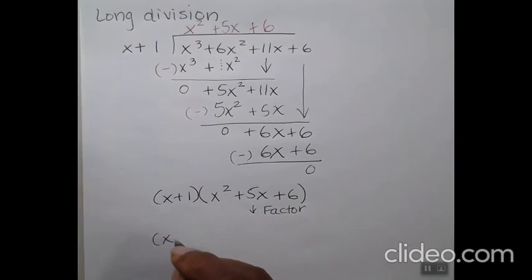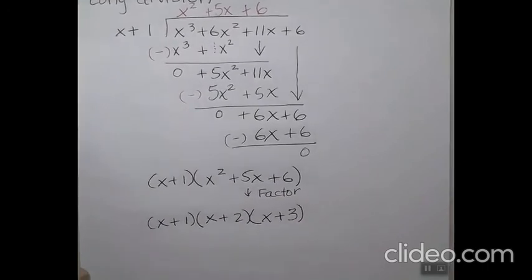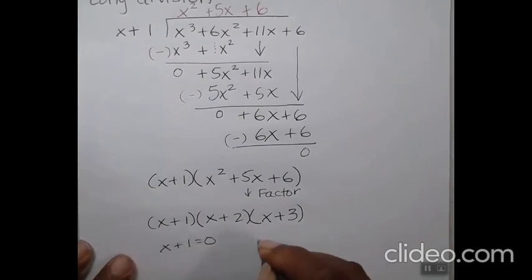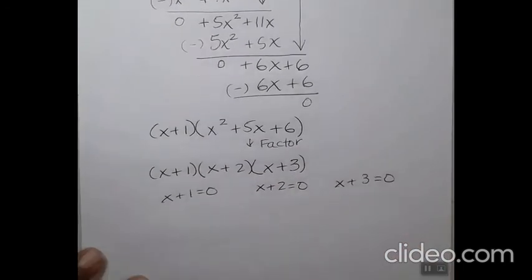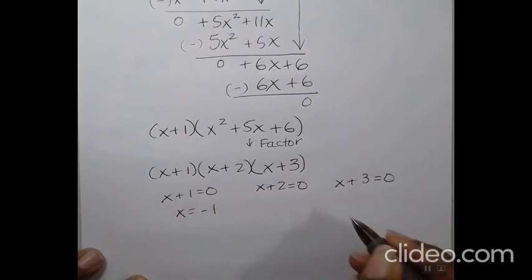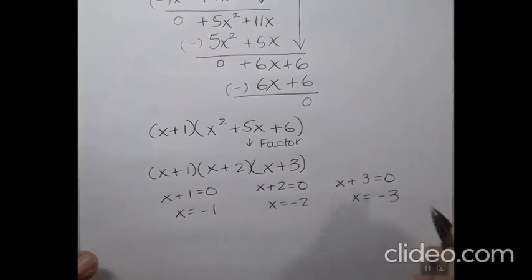Well, we've already got our x plus 1. And to factor x squared plus 5x plus 6 is x plus 2 and x plus 3. So our solutions are, if we set x plus 1 equal to 0, x plus 2 equal to 0 and x plus 3 equal to 0, that gives us that x equals negative 1, x equals negative 2, and x equals negative 3.